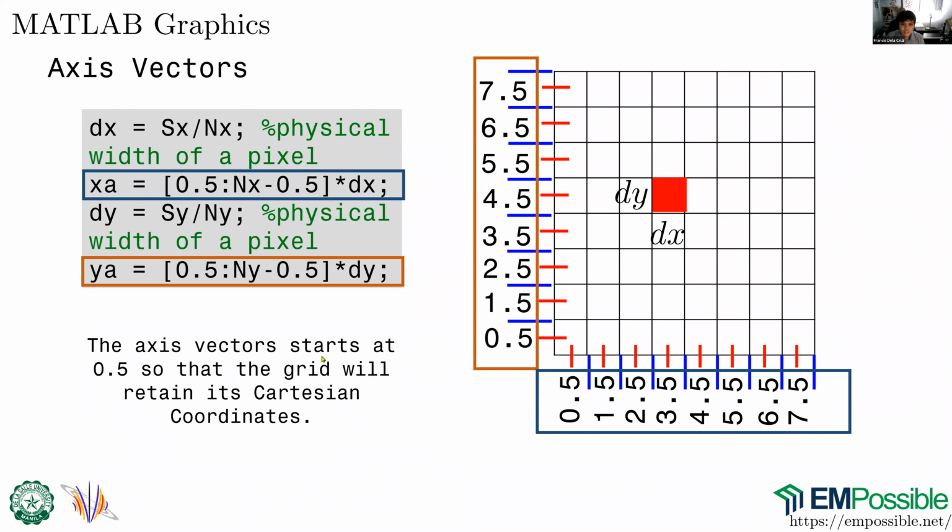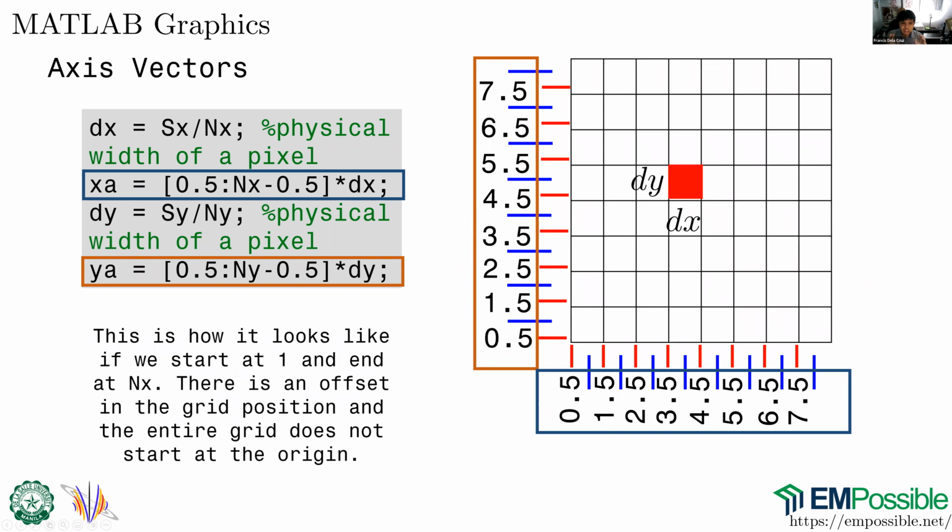What will happen if we start at 1? For example, xa equals 1 up to nx, times dx. It would look like this. Everything will be shifted, not starting from the origin.